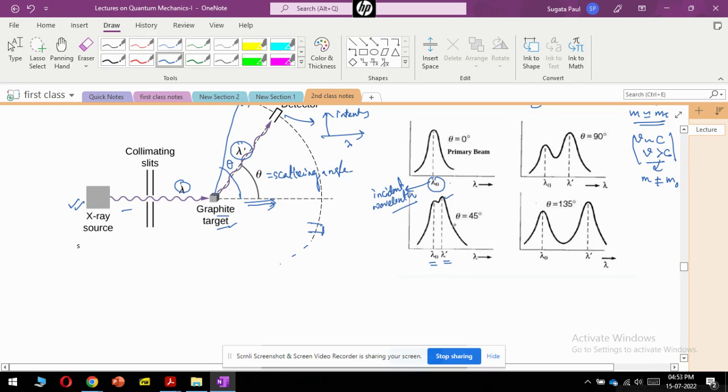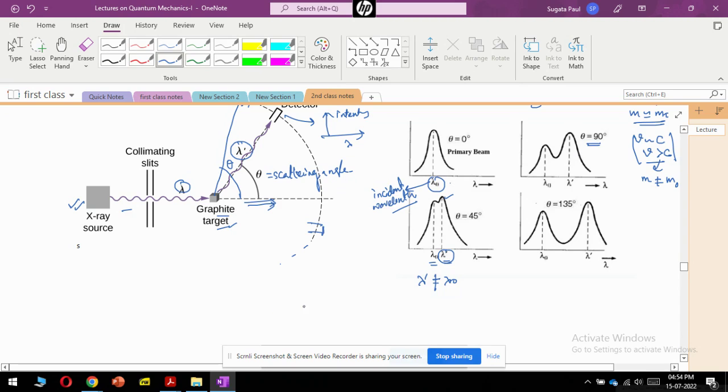So whenever light is scattered at some non-zero angle, it will have a different wavelength present, denoted by lambda prime, which will be different from lambda naught, not equal. This is the main observation from the Compton effect experiment, and we'll explain how this contradicts the classical theory.